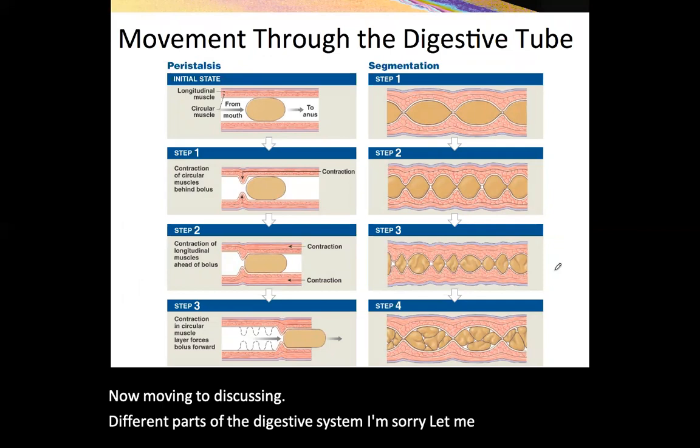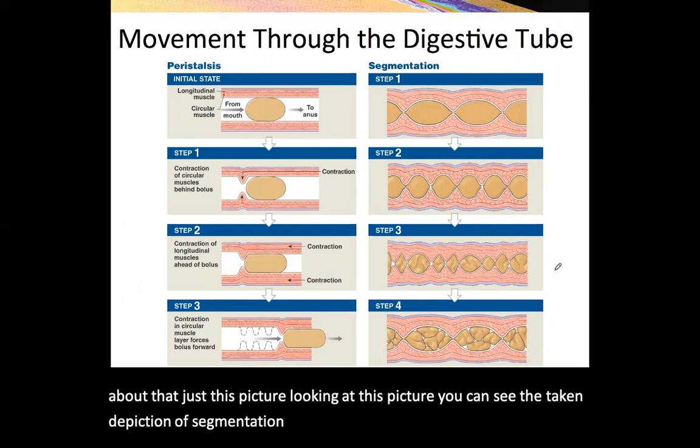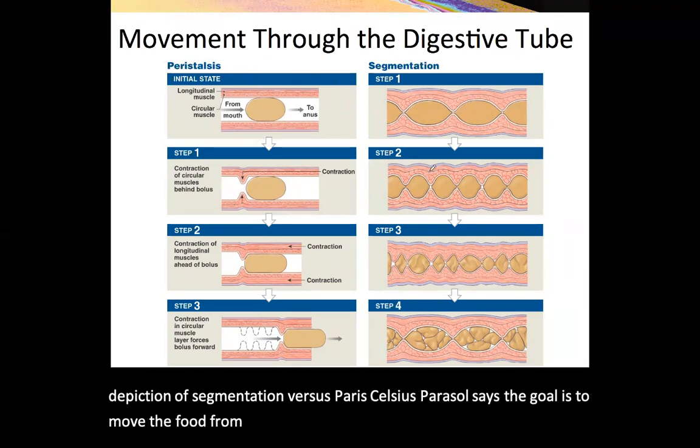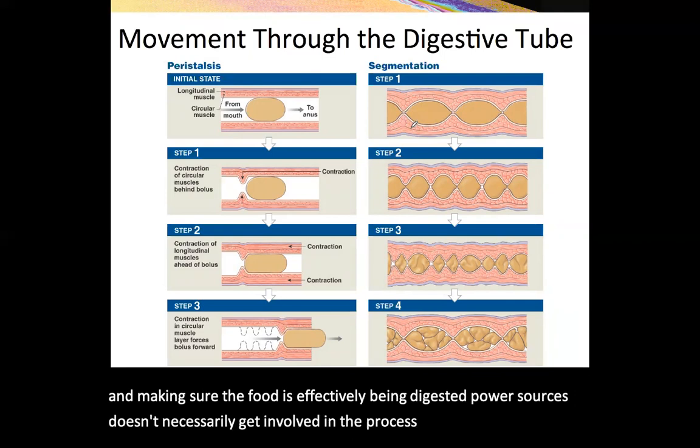Before I talk about that, looking at this picture, you can see the depiction of segmentation versus peristalsis. With peristalsis, the goal is to move the food from mouth to anus. Segmentation is to mix the food and make sure the food is effectively being digested. Peristalsis doesn't necessarily get involved in the process of digestion.